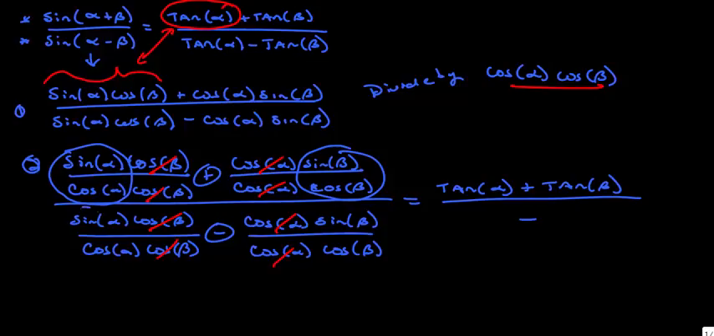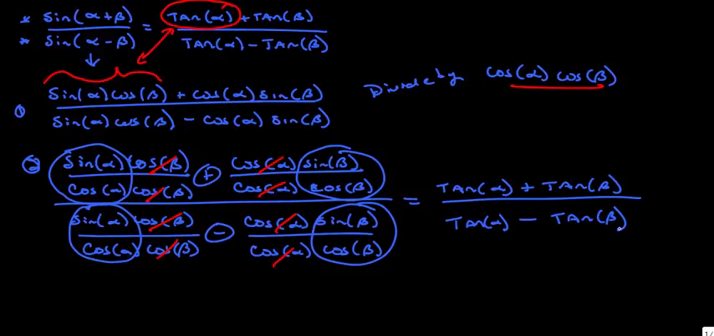So this guy here is tangent alpha, and this guy here is tangent beta. And that's what I was trying to prove.